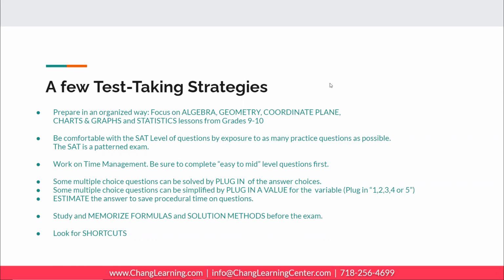Some multiple choice questions can be solved by plugging in the answer choices. So if you're doing a multiple choice question, look at those 4 answers and try throwing those numbers into the formulas that are given in the problem presented. Some multiple choice questions can be simplified by plugging in a value for the variable. So sometimes it's not given, or the answer is given as an algebraic expression. So you just choose a number, plug in 1, 2, 3, 4, and 5 for the variables that are given. Just make sure that as you go through your work procedure, you keep those variables consistent and don't change them as you're doing your computations.